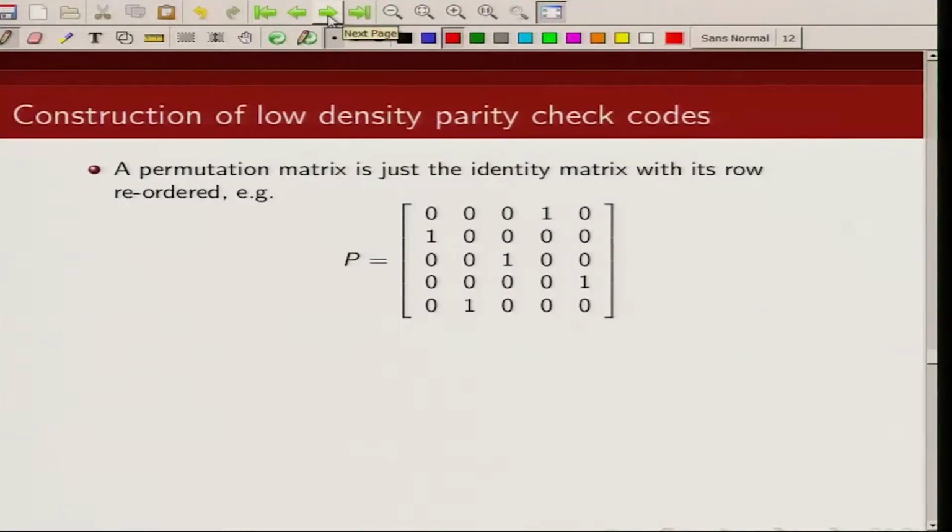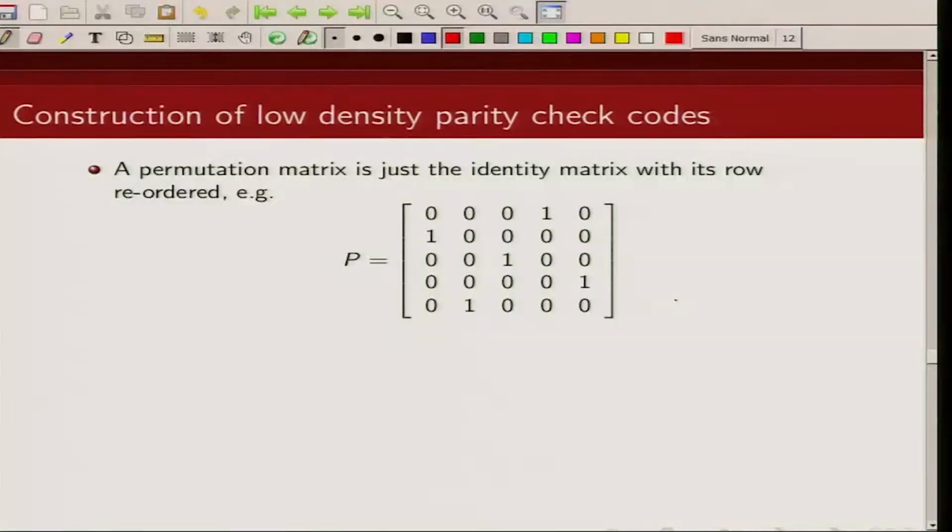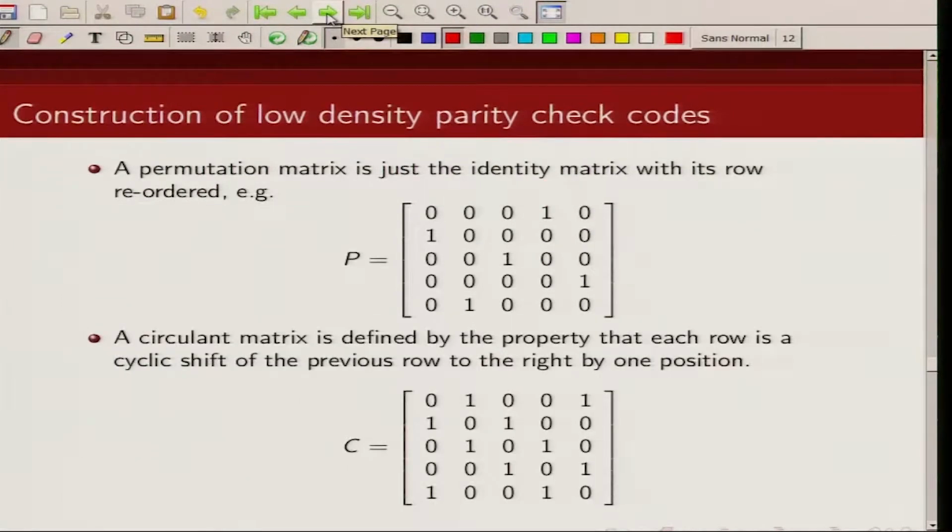So, let us define what a permutation matrix is. A permutation matrix is an identity matrix which is row reordered. This is an example of a 5 cross 5 permutation matrix. Each row has only a single 1 and each column has a single 1, and this is just an identity matrix with rows reordered. Now, we could also use a circular matrix to design our LDPC codes.